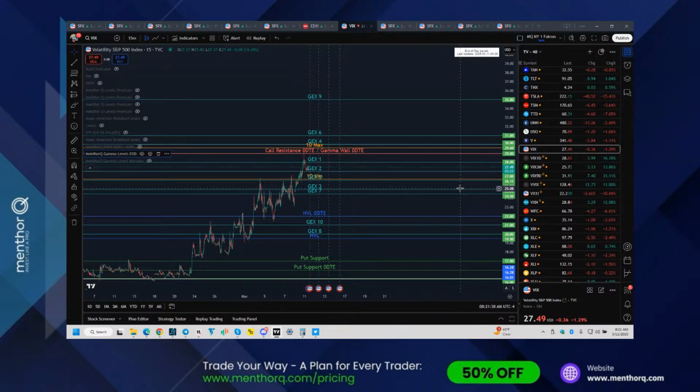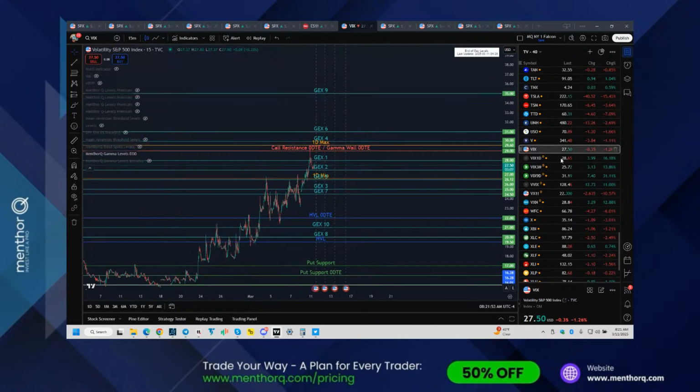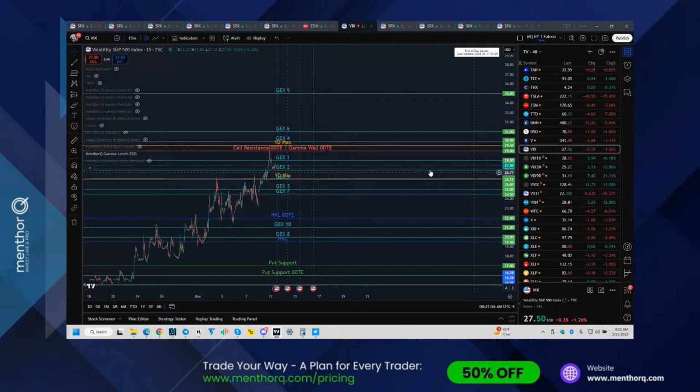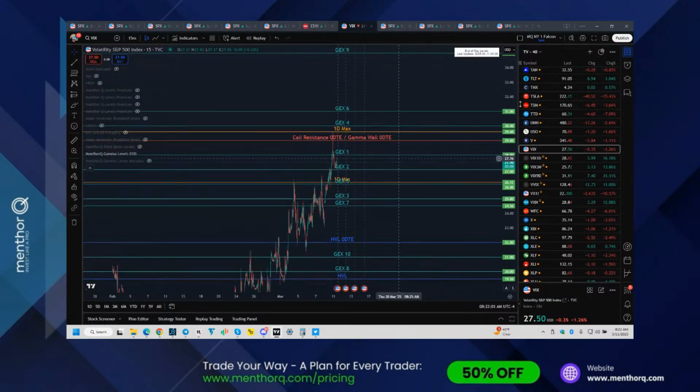Doesn't mean it has to. Absolutely not. Am I suggesting you back up the truck and load up? Absolutely not. But it's certainly an if-then. This is all path dependent. So VIX has come down a little bit. It's hard for me to see with all these. There we go. Come down a little bit from here.